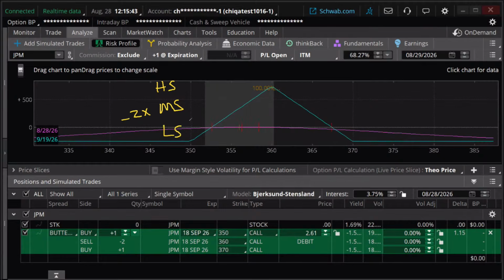If I'm bullish, I'm going to move the higher strike a little bit closer to the middle strike. Okay. Or you could move the lower strike a little bit farther from the middle strike. Okay. If I'm bearish, what am I going to do? I'm going to move the lower strike closer to the middle strike, or I can move the higher strike to a higher price.